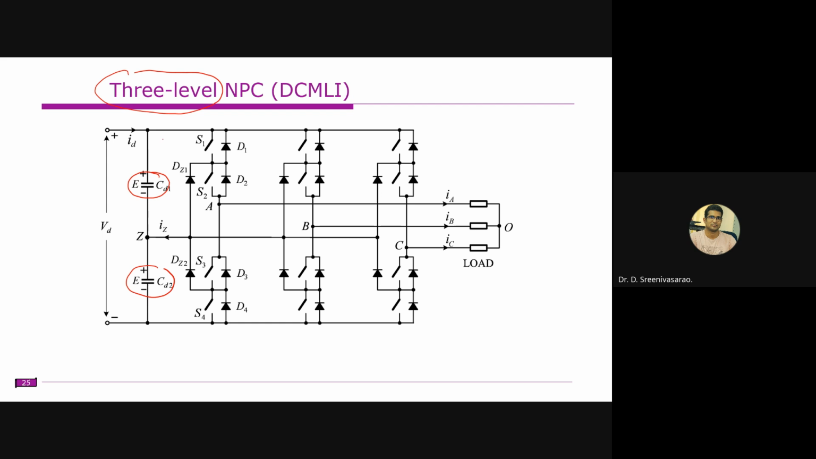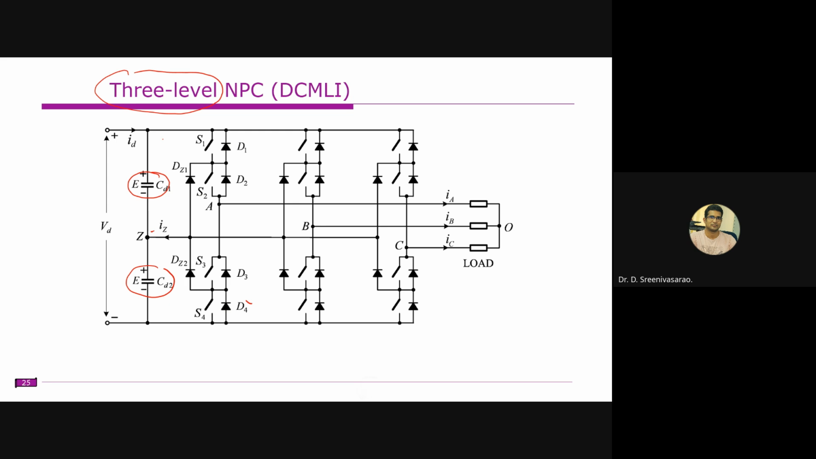Between 1 and 2, one switch is connected like this, and we have four switches in each phase: S1, S2, S3, and S4. If you observe, S1 and S4 are complementary, and S2 and S3 are complementary here. So S1, S3 and S2, S4 are complementary.